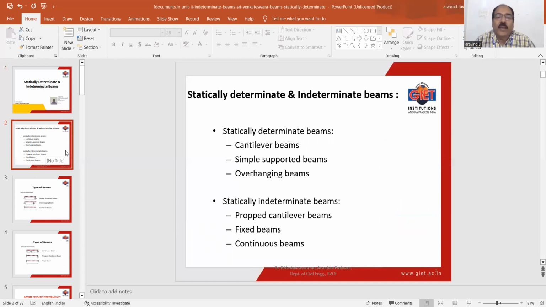Now, you just see here some of the examples of statically determinate and indeterminate beams. For example, cantilever beams are statically determinate. Similarly, simply supported beams, overhanging beams. Propped cantilever beams, fixed beams, continuous beams, these are the statically indeterminate beams.